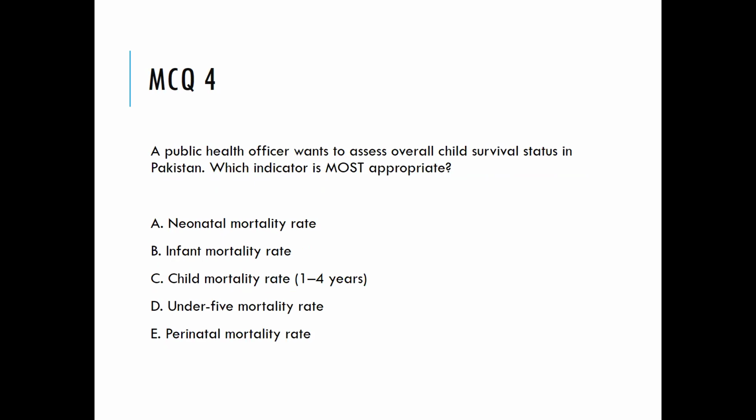All right. And then question number 4 is a public health officer wants to assess overall child survival status in Pakistan. Which indicator is most appropriate? Option A, neonatal mortality rate. Option B, infant mortality. Option C is child mortality rate. Option D, under 5 mortality. And option E, perinatal mortality rate.